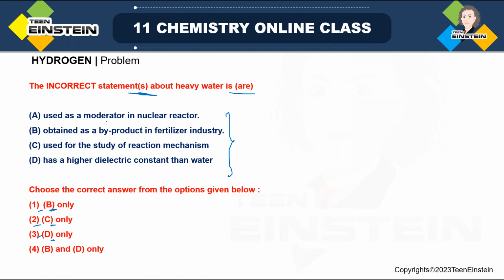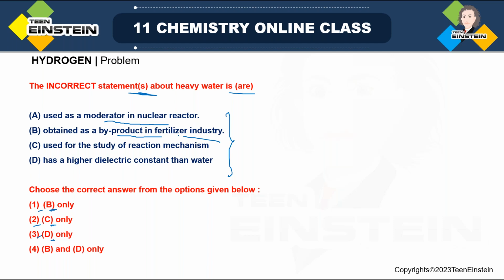The first statement says it is used as a moderator in nuclear reactors. We have just seen this information in the uses and applications part of D2O. So it is correct. Next, obtained as a byproduct in the fertilizer industry. Now this is basically a preparation method that we discussed in the last class.